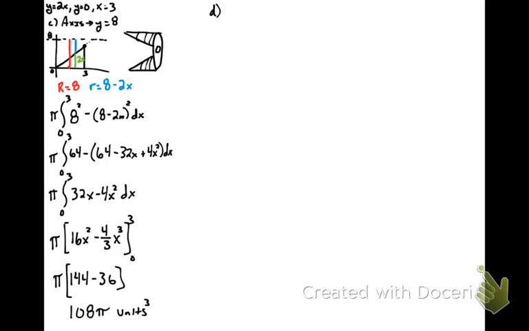In example D, we're using the same objects, but this time we're making some changes. This time we're rotating around the y-axis, around a vertical line. So let's get a different picture here. So here's my y-axis. We're rotating this way. And again, our objects were made by the line y equals 2x, x equals 3, and x equals 0. This time we're going in this direction.